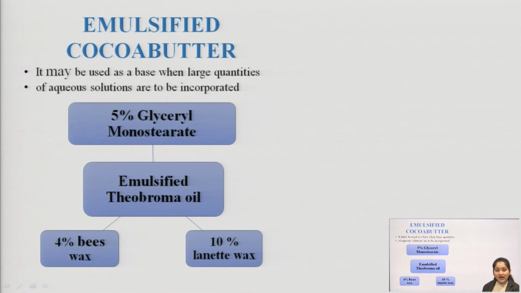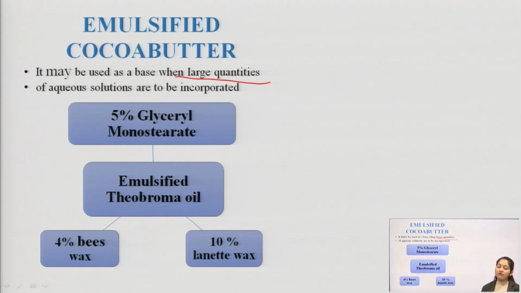Moving on towards the next class of suppository base, known as emulsified cocoa butter. As we have seen in the previous slide, the types of oleogenous bases are cocoa butter, emulsified cocoa butter and theobroma oil. We just had a quick view of what cocoa butter is. Now we are understanding what emulsified cocoa butter is. It may be used as a base when a large quantity of aqueous solution is to be incorporated. So, it is of great importance when we are making anything on a larger scale, on an industrial scale, then the use of emulsified cocoa butter is always preferred instead of cocoa butter only, because as we have just seen, cocoa butter is quite expensive and it requires sophisticated treatment, it requires high skills.